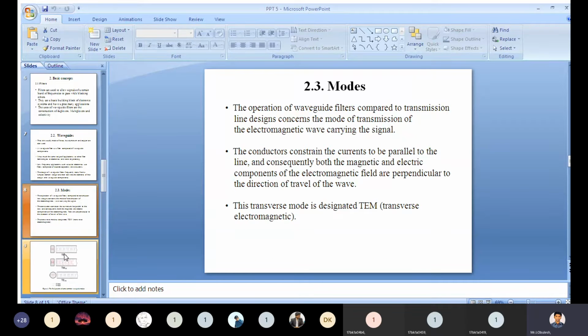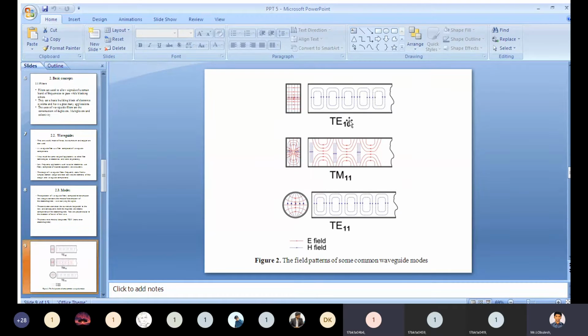So these are the modes you need to see. TE10 mode. From the TE modes, this is the dominant mode, TE10. From the TM modes, TM11 is the dominant mode. Okay, this red line indicates the E field, this blue line indicates the H field, electric field and magnetic field. This figure shows the field pattern of some common waveguide modes.